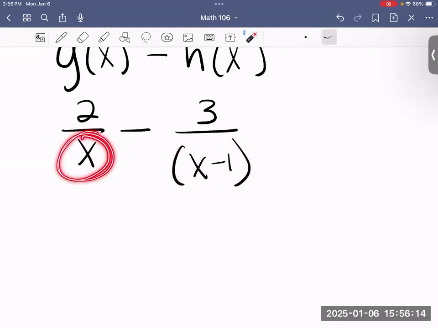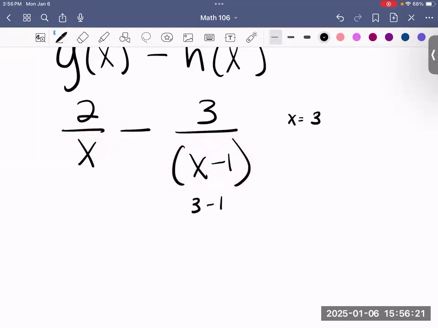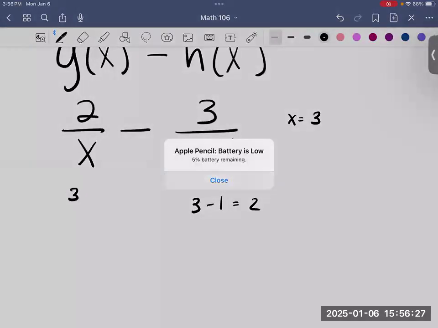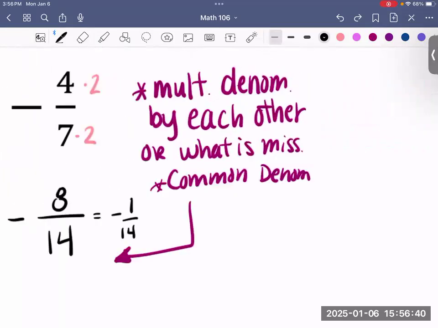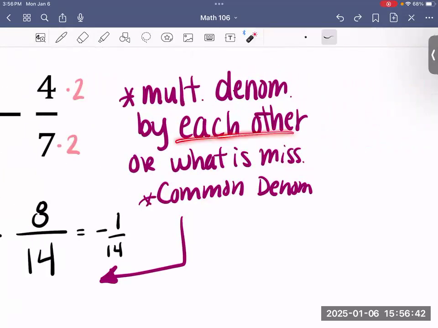This denominator is different from this one. Even if you said, okay, well, x is equal to 3. Okay, 3 minus 1, well, that's 2. And then this is 3. Oh, very different, right? So think about these denominators as being very different to begin with. So same idea as what we have applied from before, right? Denominators are different. Therefore, we need the common denominator, multiplying by each other.